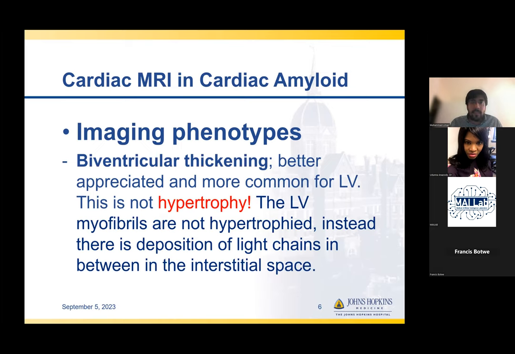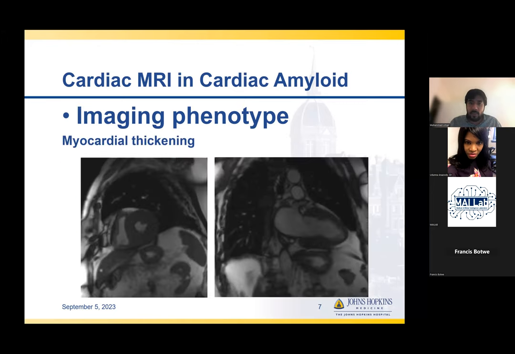So in amyloidosis, obviously, the imaging phenotype exists. You're going to see the thickening of the ventricles. You can sometimes see a little thickening of the atrial walls too, but it's very hard to actually appreciate. You can see here not just the left ventricle is thickened, but the right ventricle is also thickened. Usually the right ventricle is just a pencil thin. So here you can appreciate it thicker than a pencil thin line.